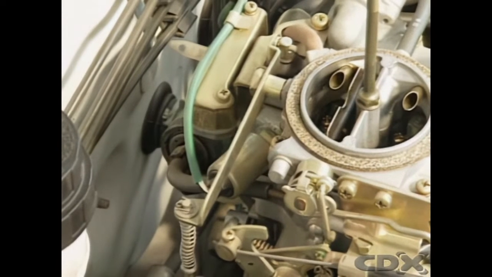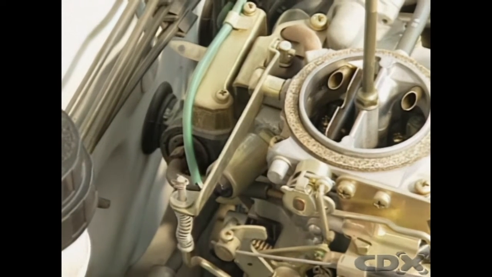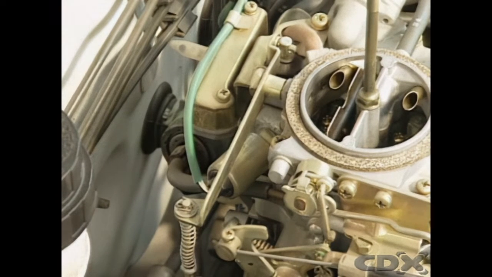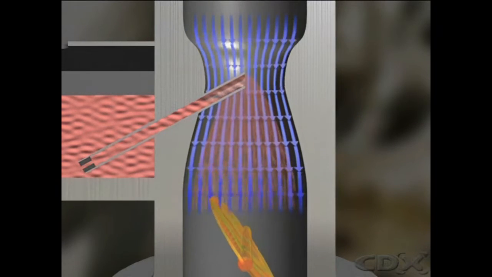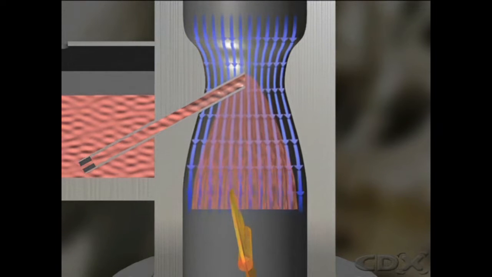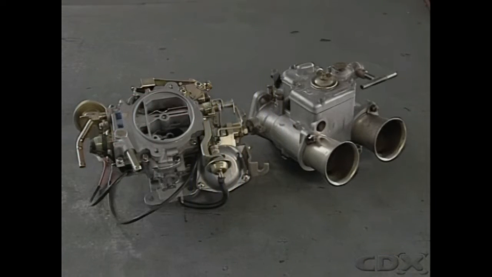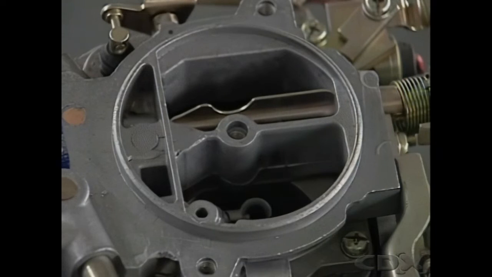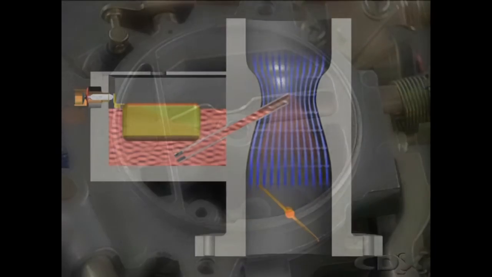The carburetor supplies the engine with the correct air-fuel mixture for all conditions of operation. It atomizes the fuel and mixes it with air. It controls the delivery of this correct mixture to the engine. Carburetors come in different designs. This is a basic downdraft carburetor with a fixed-size venturi.